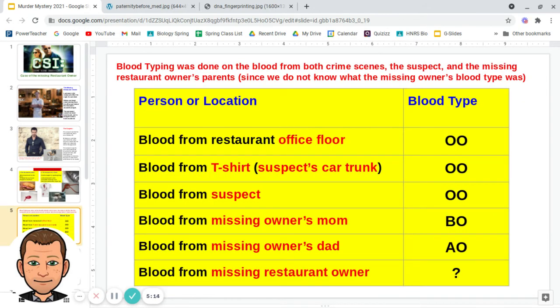Now, you'll be provided with a lot of evidence in this case, and you'll have to examine it closely and try to figure out what you can based on the evidence that's provided to you. On this first of the evidence slides here, you're presented with blood types. Blood types from the blood in the office floor, from the blood on the t-shirt, from the suspect's car trunk, from the suspect himself, and from the missing owner's mom and dad.